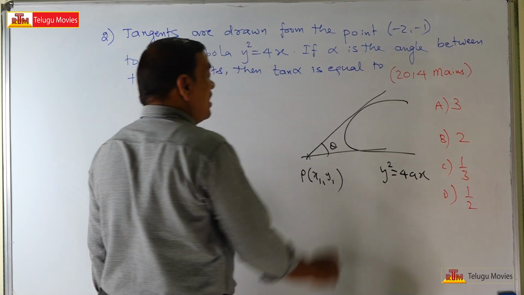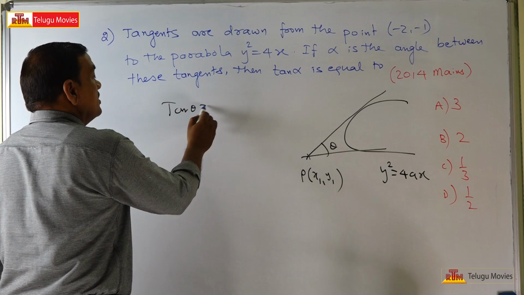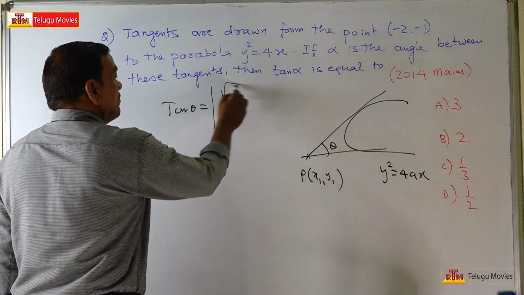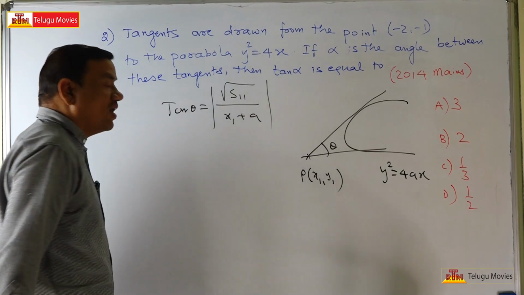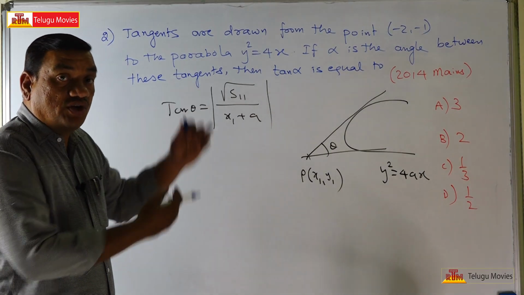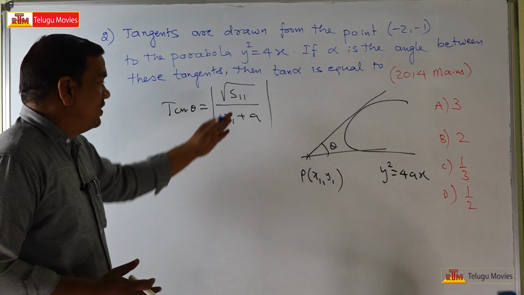Let theta be the angle between them. Then we have tan theta is equal to modulus of root of S11 upon x1 plus a. This is the formula we have. Okay, so read the synopsis. Read the synopsis of the chapter parabola. There you will get this formula.